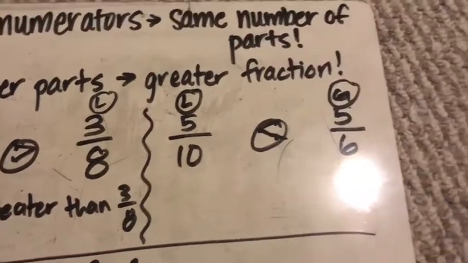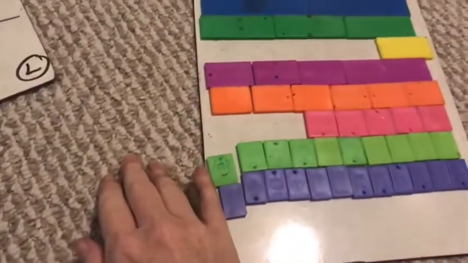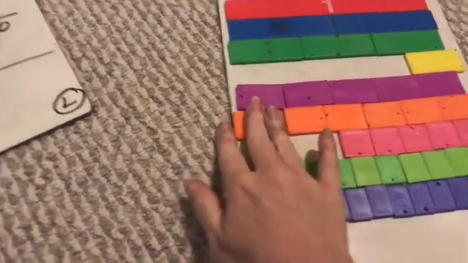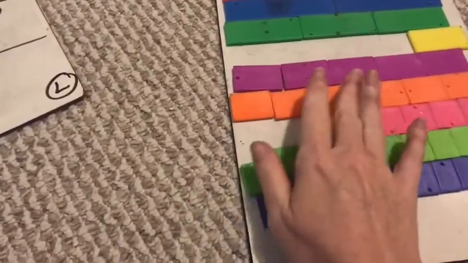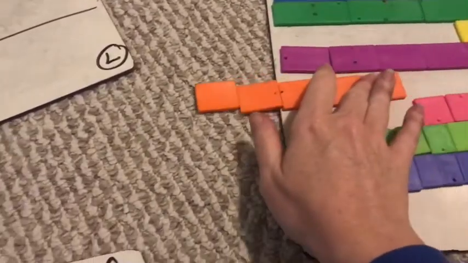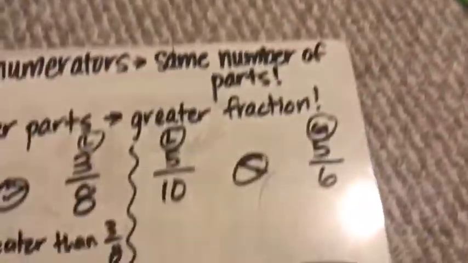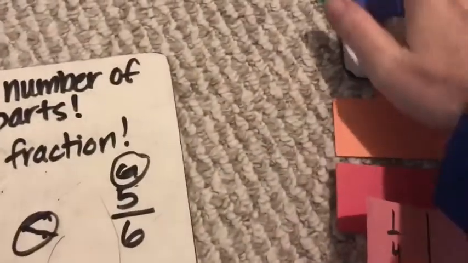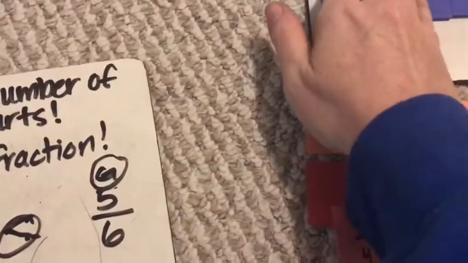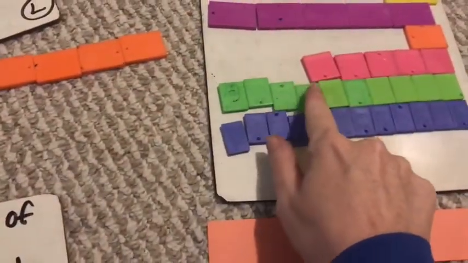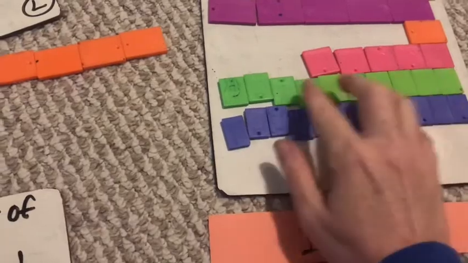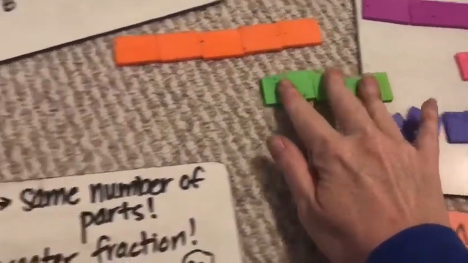Okay, now let me check. 6 means 6 equal parts, right? And I need 5 of them. 1, 2, 3, 4, 5. There's my 5/6 and 5/10. Let's see, I believe those are the greens. 1, 2, 3, 4, 5, 6, 7, 8, 9, 10. Yep, and I need 5 of them.